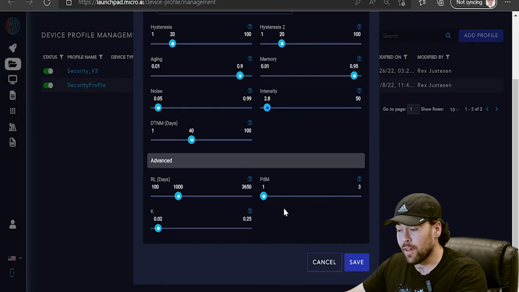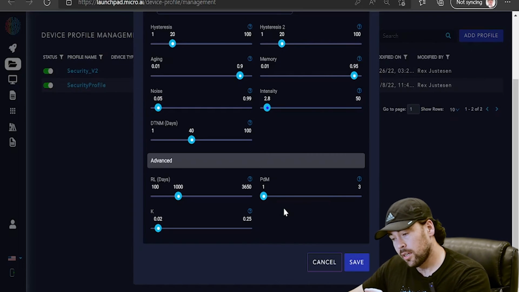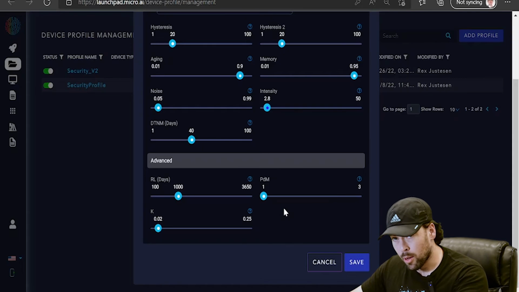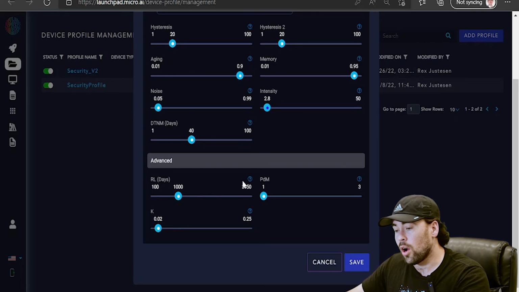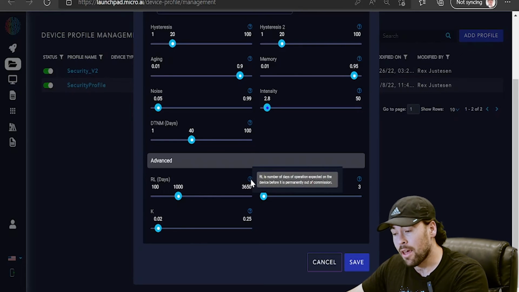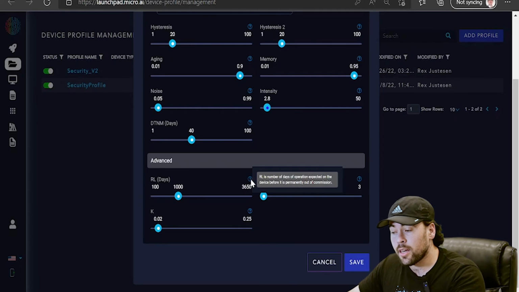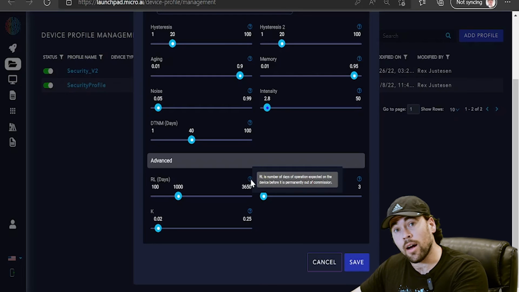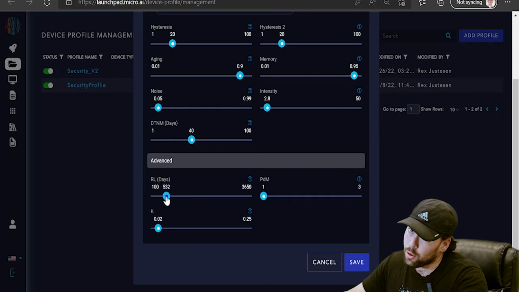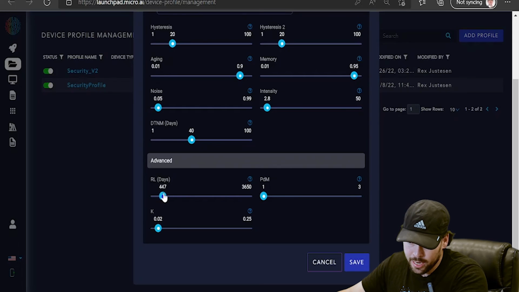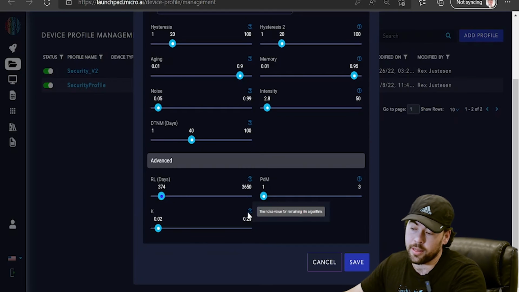Under this advanced section, you will only get the advanced parameters using AtomML Plus and security. With AtomML, you will not get these parameters. So RL, this is what we call remaining life. This is the remaining number of days of operation that are expected for your device. So if you have a very sensitive device that only has a 2-year life cycle and you've already gone through 1 year, that means you have 365 days left. So you would put that in here, that we expect this device to last us 1 more year. You'd put that in days.